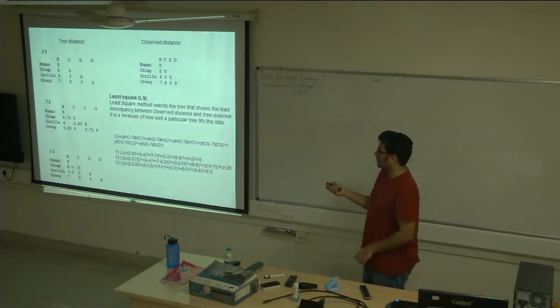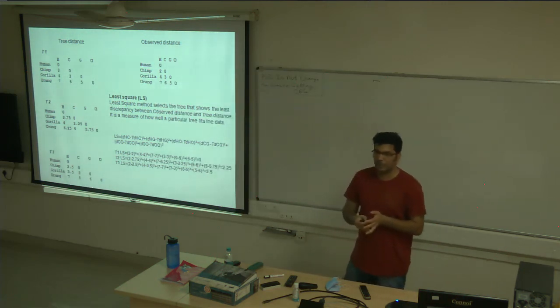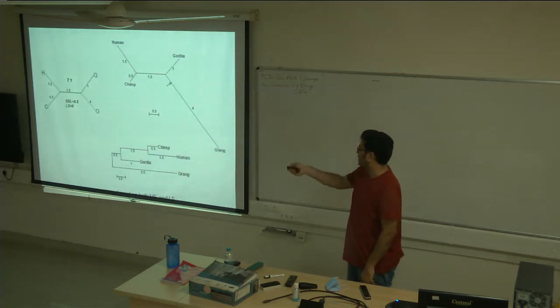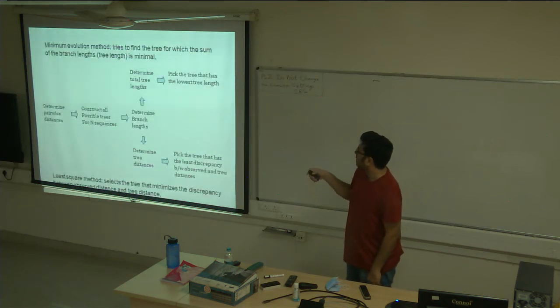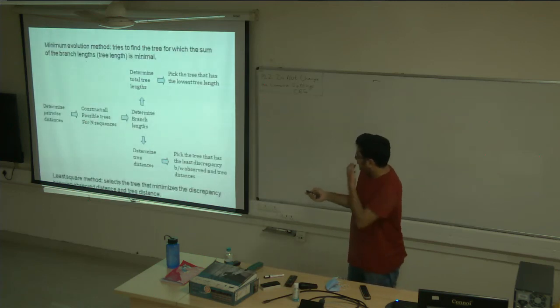But as I said, minimum evolution and least square, these methods are not in use anymore. And then you scale the branches accordingly. Okay, I think that's it.